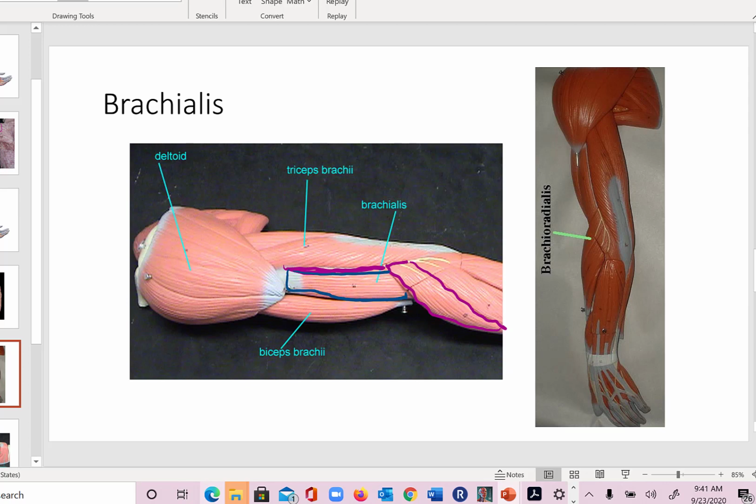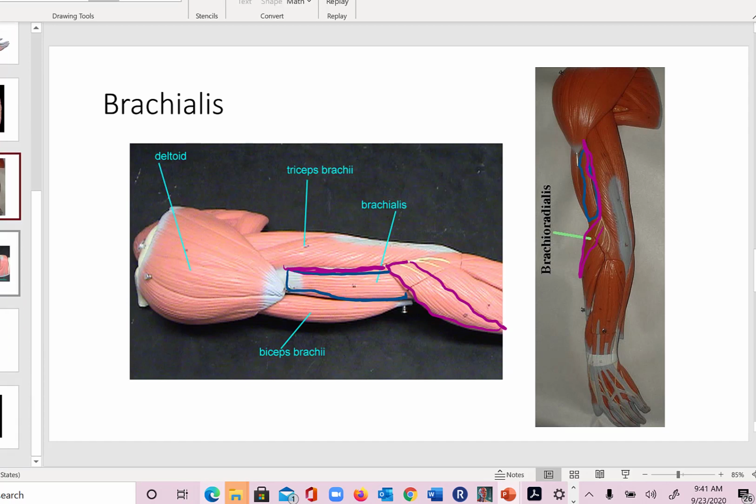On this other model, we can see the brachialis right here. I'm highlighting it again in blue. Our brachioradialis, our landmark muscle, if you will, helps separate the posterior compartment from the anterior compartment. The brachialis has its origin on the anterior distal side of the humerus. It inserts on the coronoid process of the ulna, and its action is to flex the forearm.